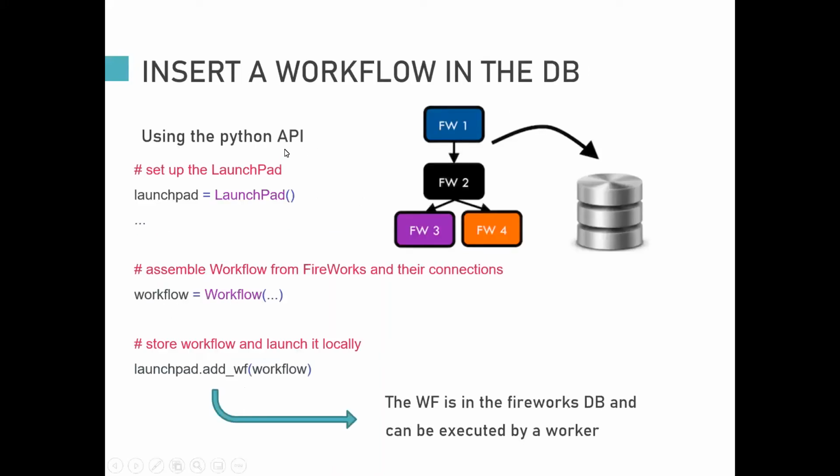So how to use the Python API to insert a workflow into the database. You have to set up your Launchpad, so this should have the connection configured for the database. You assemble your workflow, and then you add your workflow to the Launchpad. And there you have the workflow that is in the FireWorks database, and that can then be executed by the worker.